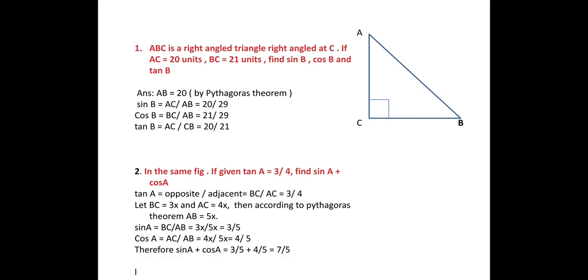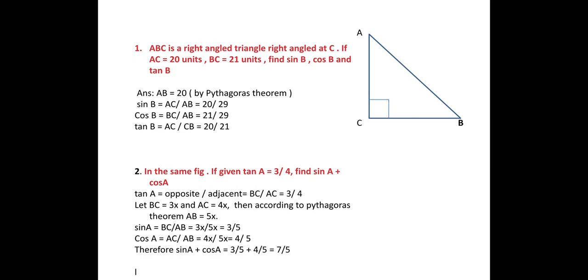So here are some questions given on the basis of the trigonometric ratios. Triangle ABC is given where AC is equal to 20 centimeters or 20 units, BC is 21 units. I have to find out sin B, cos B and tan B. So angle B is the angle of reference. With that, AC will be opposite, BC will be adjacent and AB will be the hypotenuse. Taking them as opposite, adjacent and hypotenuse, you can find out these trigonometric ratios.